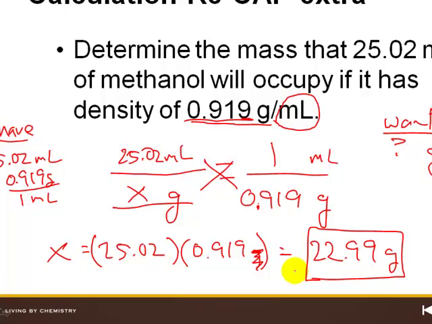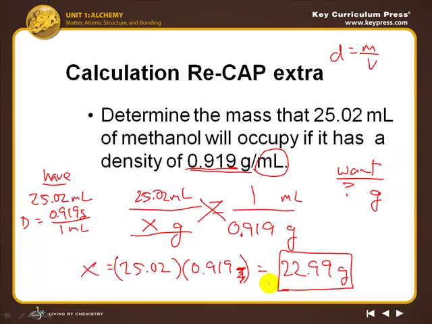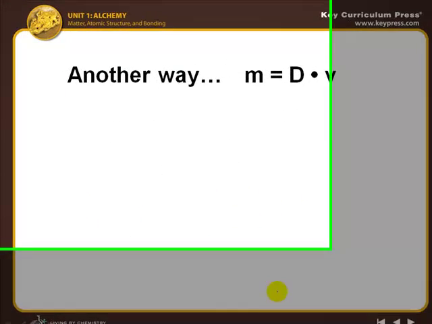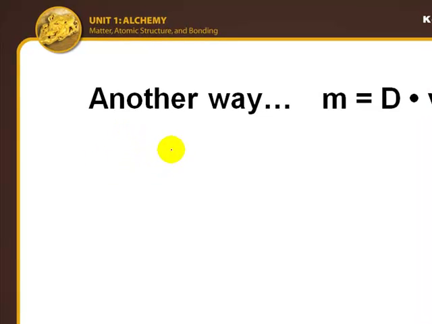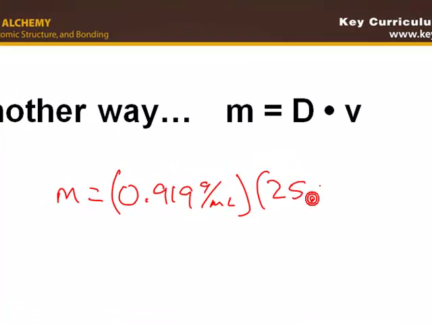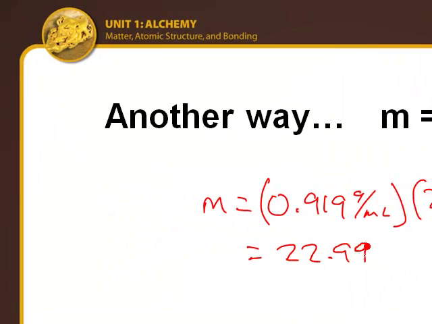Yes, sir? I just did mass is equal to density times volume. Okay, you just did mass is equal to density times volume. So you did this technique right here, right? So all you did is plug in the numbers. For mass, we had unknown. Density was the 0.919, grams per milliliter. And the volume was 25.02. And you'll notice you got these units. Multiply those two numbers together and you get your answer of 22.99. Excellent.